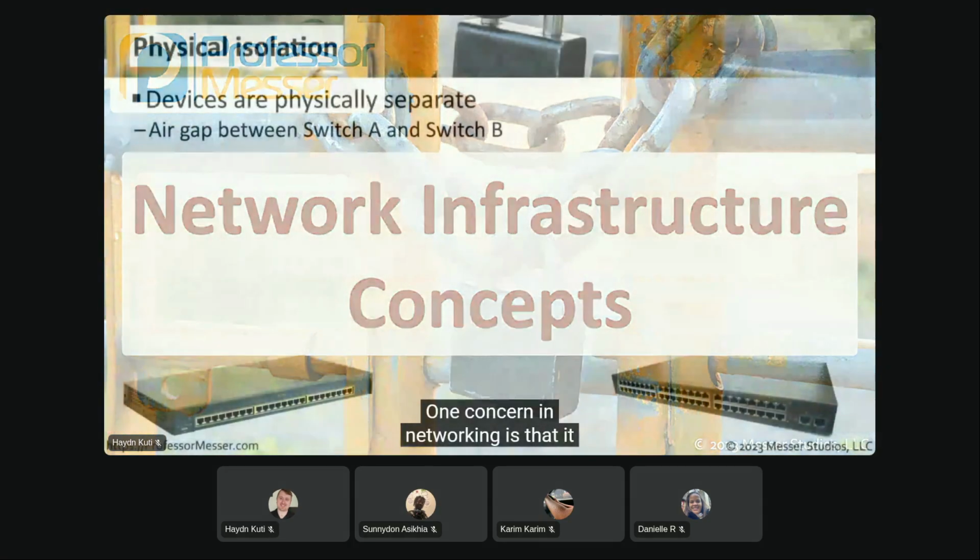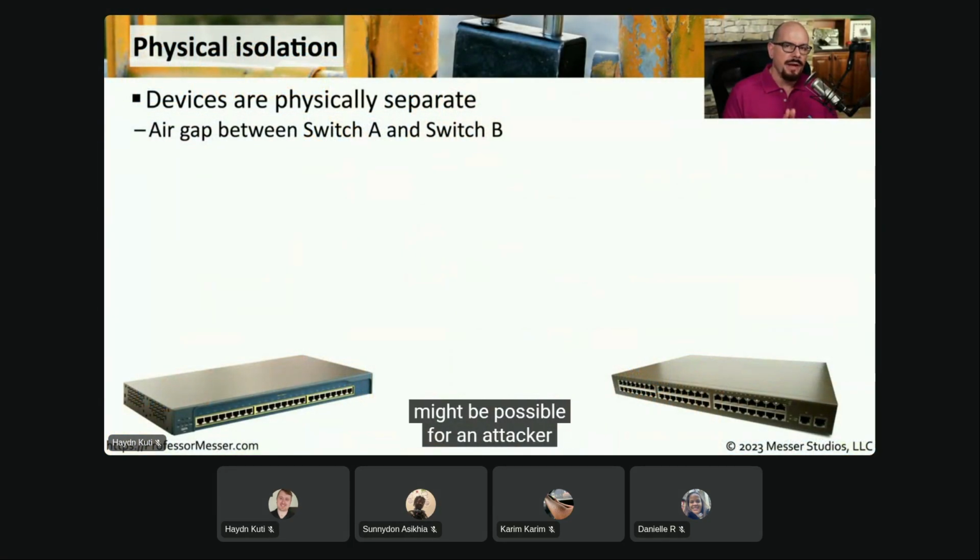One concern in networking is that it might be possible for an attacker to move from one device to another using some type of connection that previously exists. But what if you're able to isolate the devices physically? You might, for instance, have switch A and switch B, and in this scenario, we've created an air gap between both of those devices. If an attacker does find a way to get access to switch A, they would have no way to gain access also to switch B.